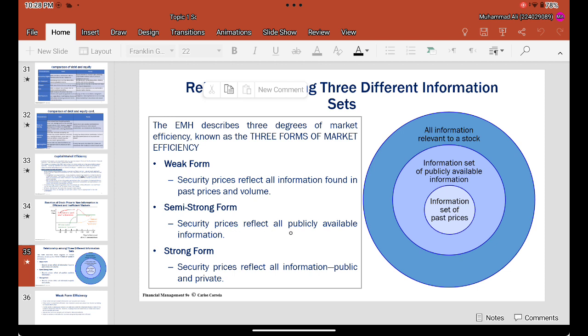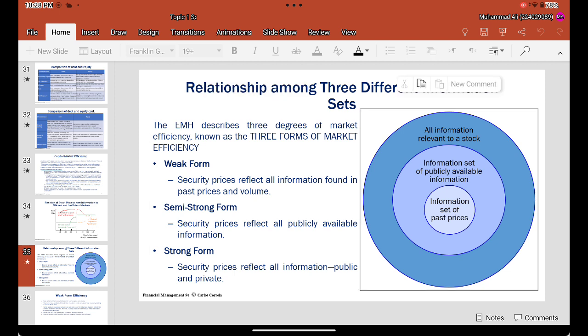Semi-strong: security prices reflect all public information. So the price of the share knows all the company's financial statements. It knows all the news articles, public information. It knows its past history of prices. Now, with semi-strong, it's hard to beat the market. You can't really do anything because it knows a lot. But the difference with strong form is that strong form knows inside information. What that means is security prices reflect all information, public and private.